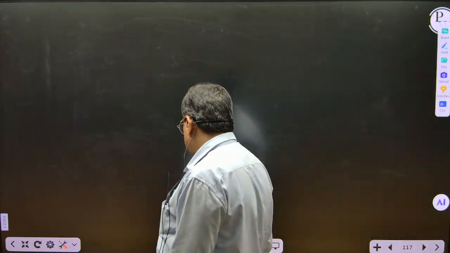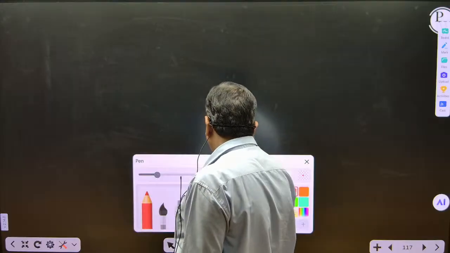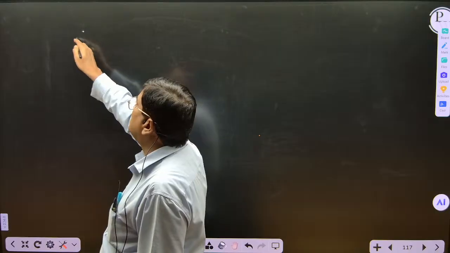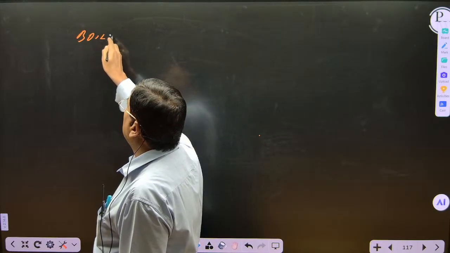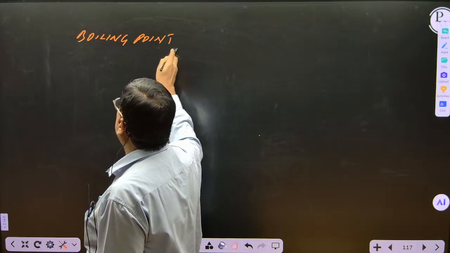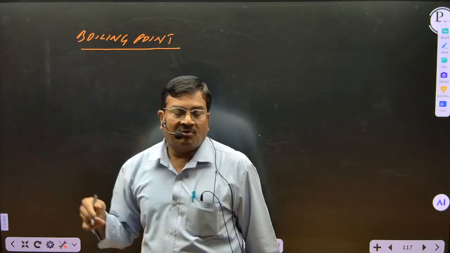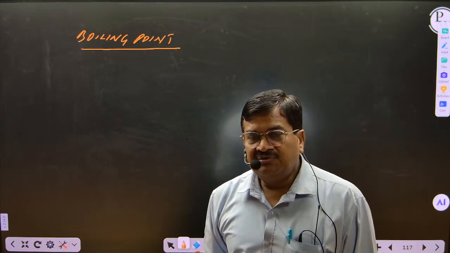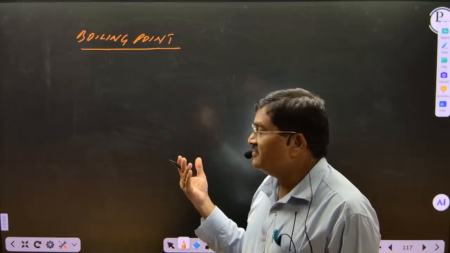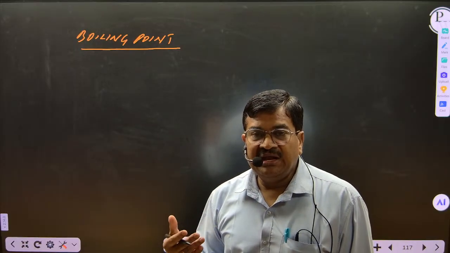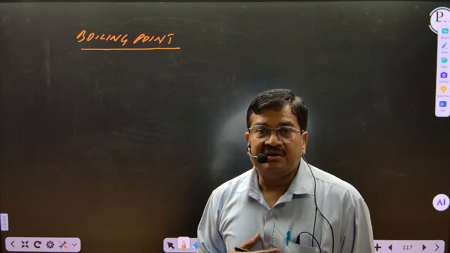Now what is BP, students? Boiling point. Right, boiling point. Put star mark. You know, no, students, what is the boiling point of water? Water boils at what temperature? 100 degrees Celsius, no? So what we define for boiling point: the temperature at which the vapor pressure of a liquid is equal to 1 atmospheric pressure.